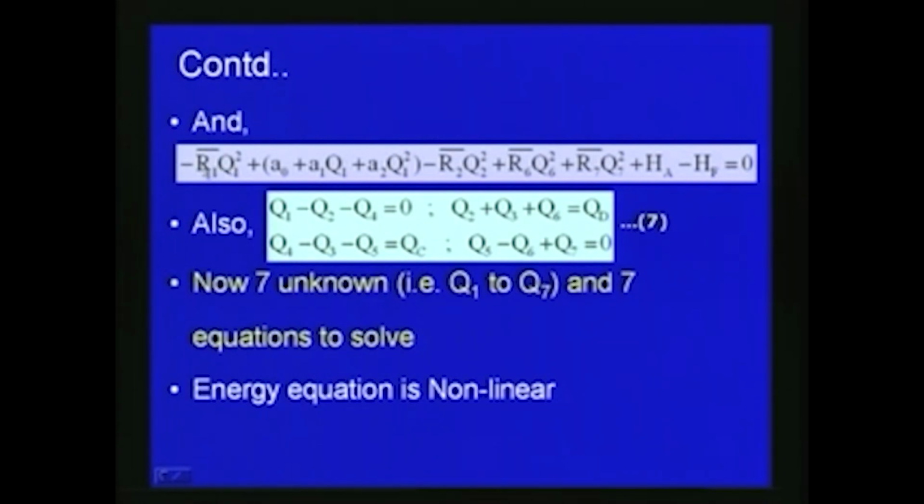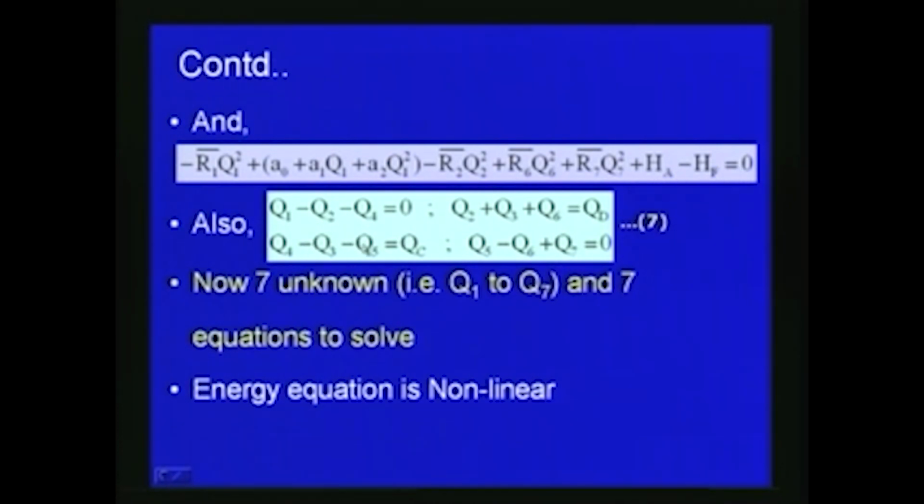it will be, for the pseudo loop, minus R1 bar Q1 square plus, corresponding to the pump equation, S0 plus A1 Q1 plus A2 Q1 square, minus R2 bar Q2 square plus R6 bar Q6 square plus R7 bar Q7 square plus HA minus HF is equal to 0.